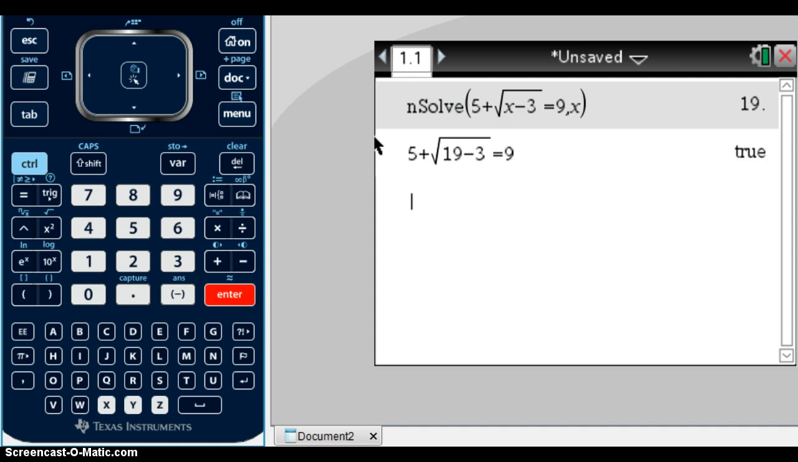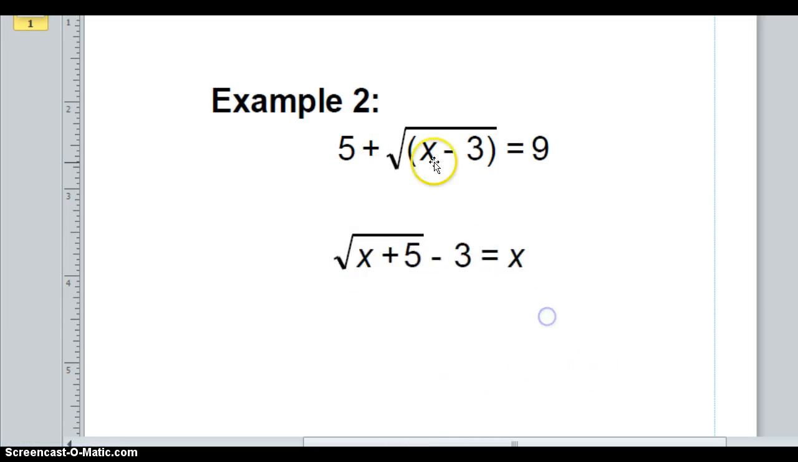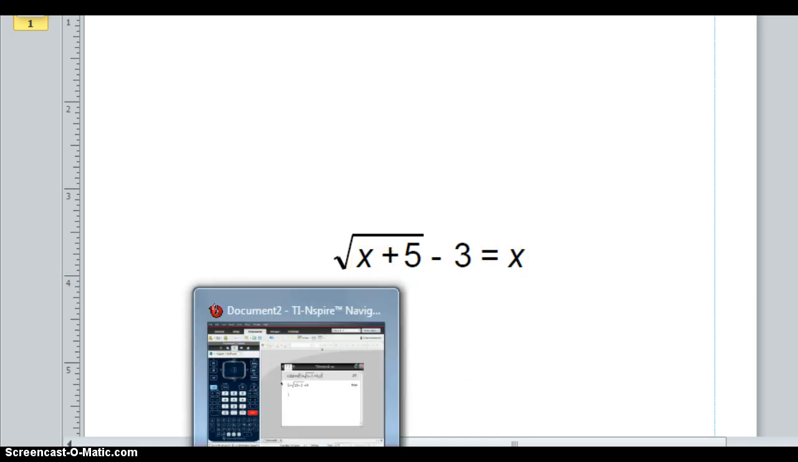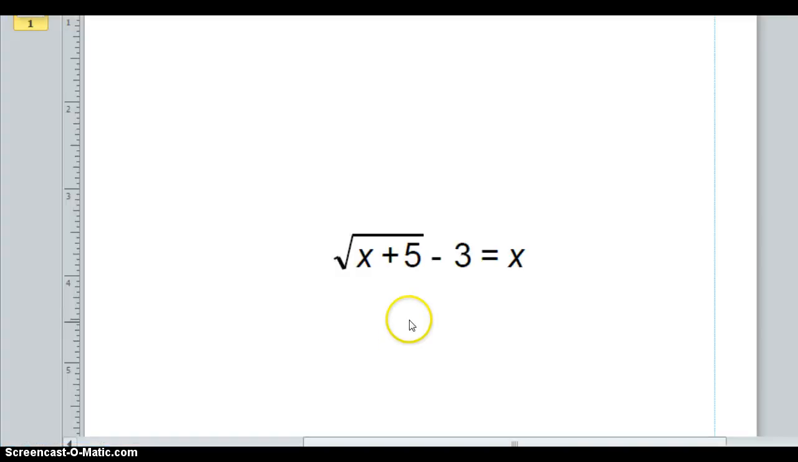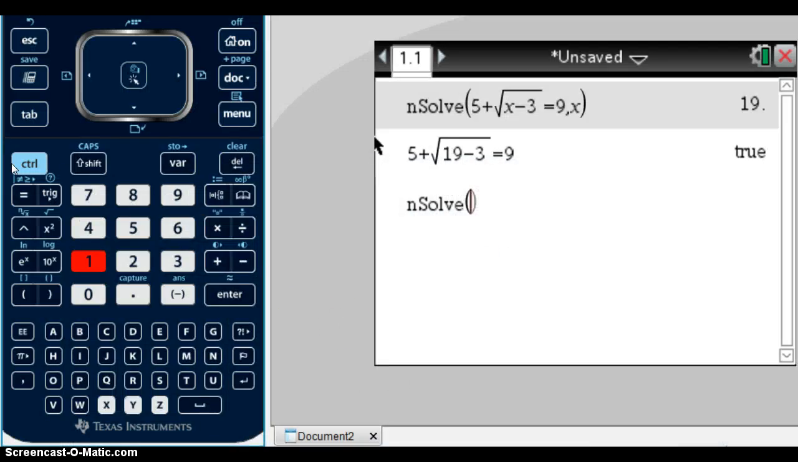Now if you did the notes for the second one, notice the second equation, we have an x on both sides, so this will actually end up giving us two solutions. So I'm going to go menu 3-1 again, and for my equation I have square root of x plus 5 minus 3 equals x. Now I actually had two answers for this when we worked it by hand, but if you see, we're actually only going to get one.